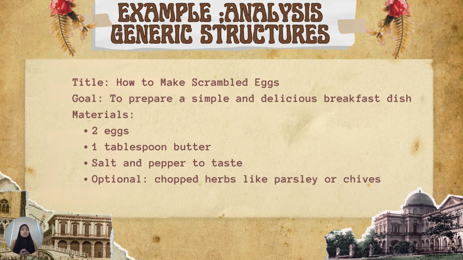And what are the materials? The materials are very essential to a procedure text, especially in cooking. The first one is 2 eggs, 1 tablespoon butter, salt and pepper to taste, and optional chopped herbs like parsley or chive. So this is optional. You can have it, you might add it or not. And then the steps.